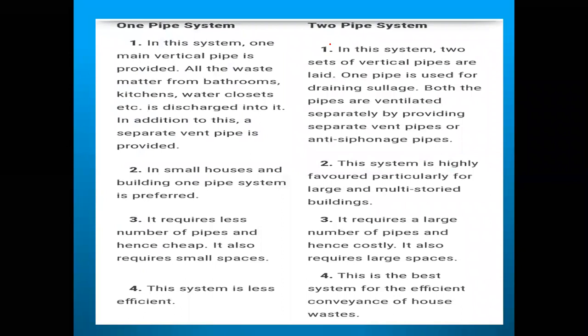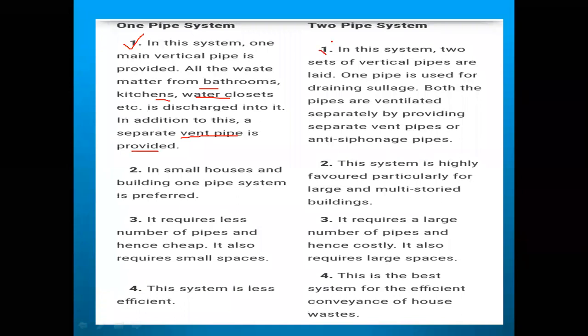See, the one pipe system, what is the first point? In this system, one main vertical pipe is provided. All the waste matter from the bathrooms, kitchens, water closets, etc. is discharged into it. In addition to this, a separate vent pipe is provided. Very simple to say: every waste from the building, from the bathroom, kitchen, water closets, that is commodes, and other wash basins, everything is discharged into a common vertical pipe. And in addition, there is a separate vent pipe provided towards the atmosphere.